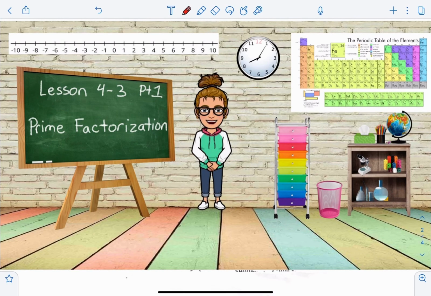In this video, we will be doing lesson 4-3, part 1, where we do half of the notes and we focus on prime factorization. So there will be some parts that we skip that will be in the video lesson 4-3, part 2.